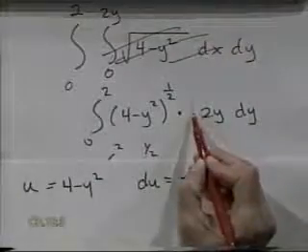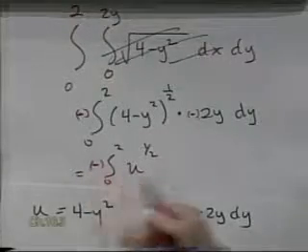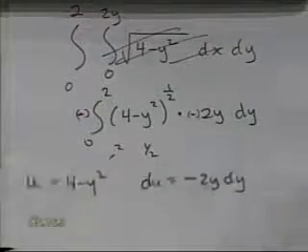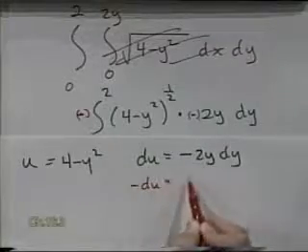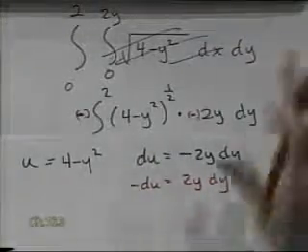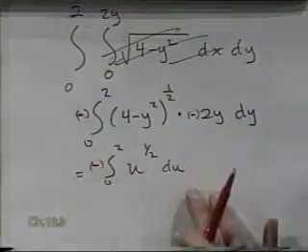To get du, I need a minus here. So I'll put a minus here. So this becomes minus du. Or here, if you wanted to solve for 2y dy, just multiply through by a minus, and you can see that 2y dy becomes minus du. And now the rest is history.